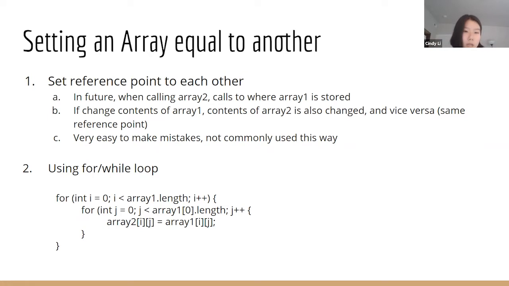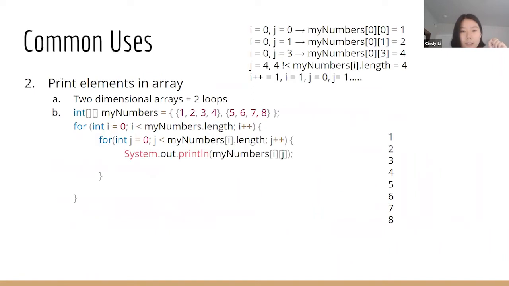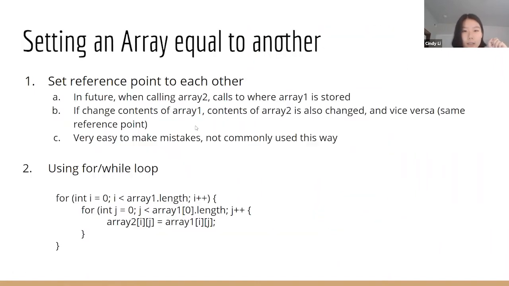What most programmers consider the correct way would be using a for loop or while loop, and this is very similar to what we did earlier. Basically, we are setting array 2 equal to whatever array 1 is equal to. It's the same nested for loop. It's the same idea behind this and this, because we are going through the array, accessing each element. Just that in the previous example, we are printing out the element, and in this example, we are setting the element of array 2 to the corresponding element in array 1.